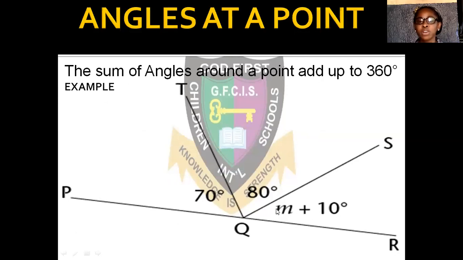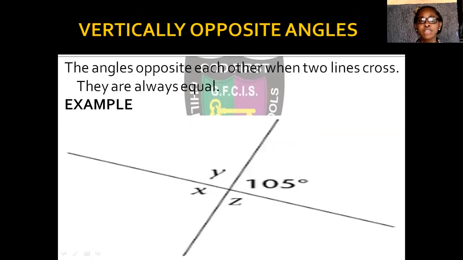So now, the addition of Q, which is 180 degrees, plus n, which is 20 degrees, so 20 plus 10 is 30. So 180 degrees plus 30 degrees plus 80 degrees plus 70 degrees will give us 360, which is the angle at a point, because the sum of angles at a point is 360 degrees.